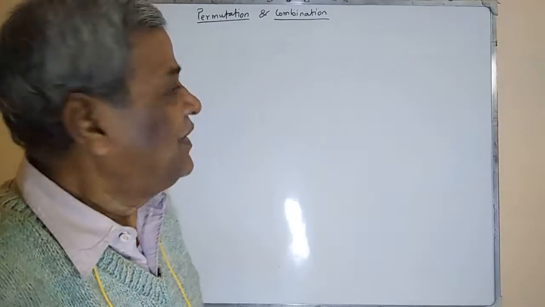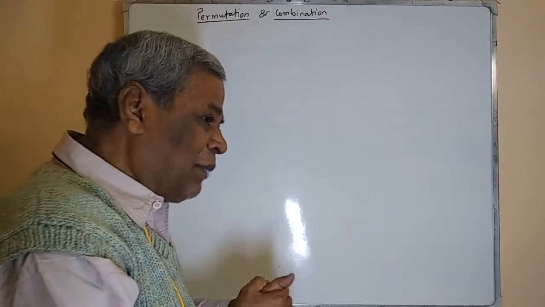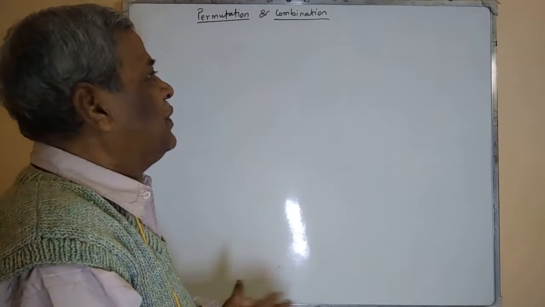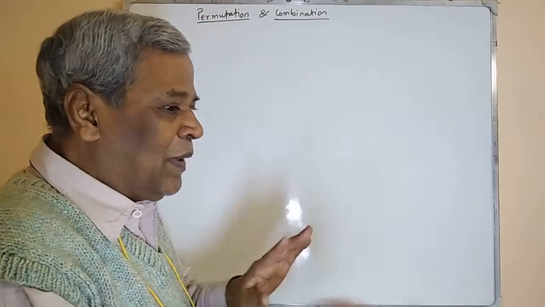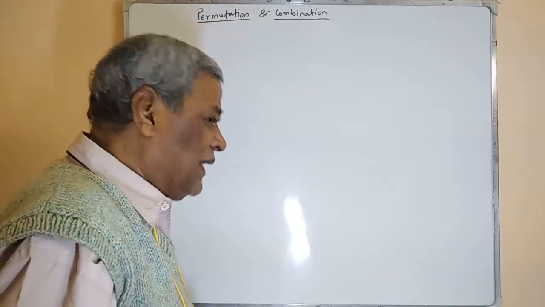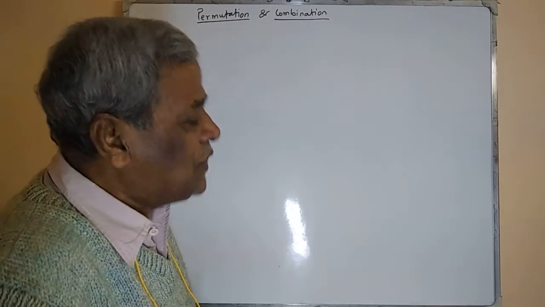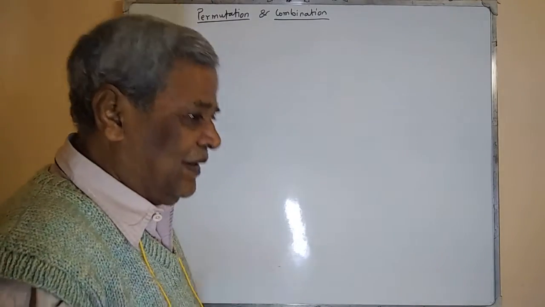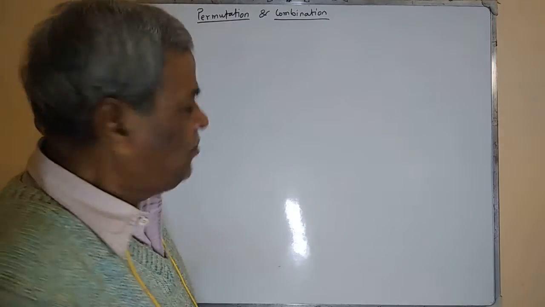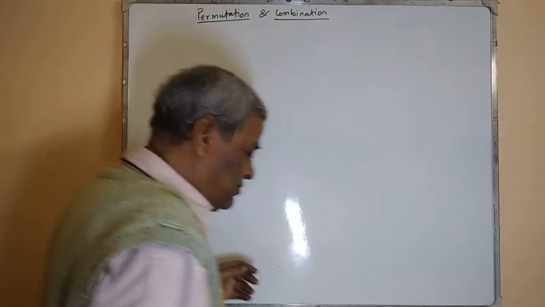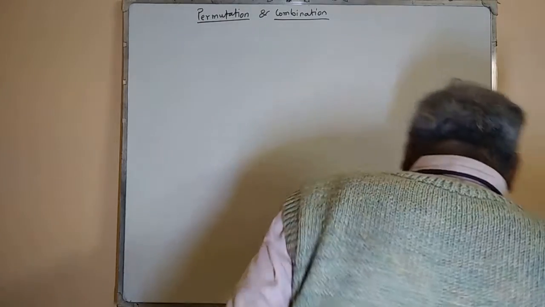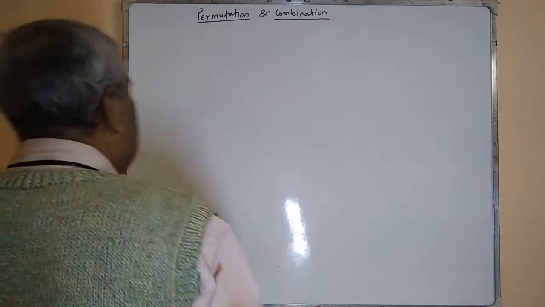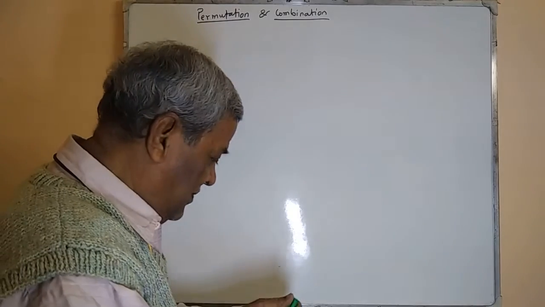Very easy. First of all, you have to identify whether it is a problem of permutation or a problem of combination. After that, whether by using formula or a different technique, it will be rather easier. So, I take one example to identify the difference between permutation and combination.